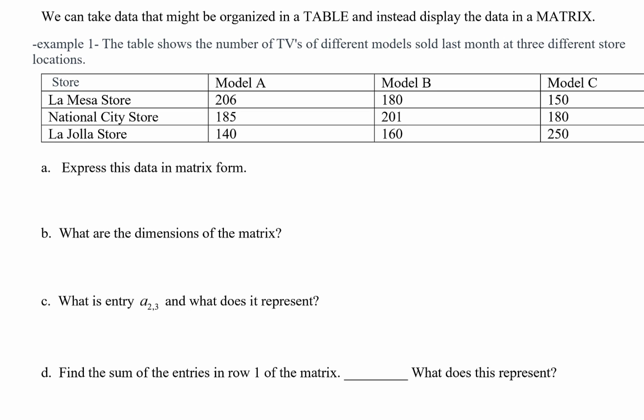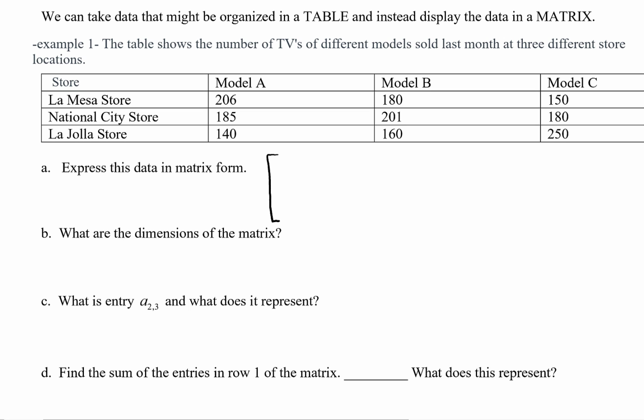So I'm just going to go ahead and list off the numbers from left to right for the La Mesa store. So in the La Mesa store, from left to right for Model A, B, and C, respectively, that's going to be 206, 180, 150. Then for the National City store, it's going to be 185, 201, 180. The La Jolla store, it's going to be 140, 160, 250.